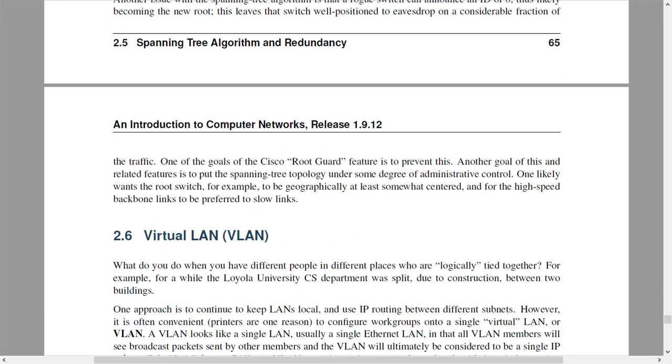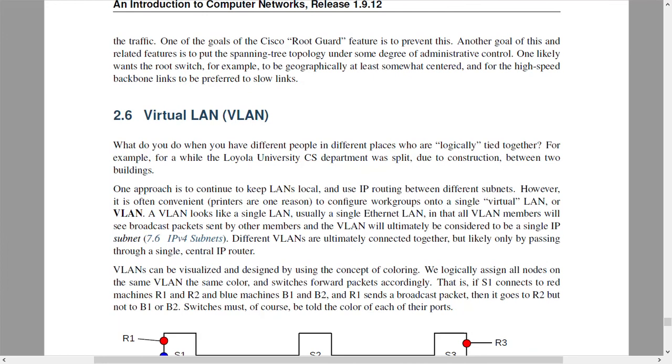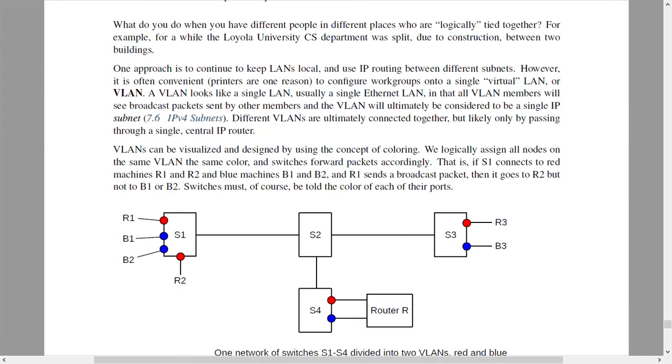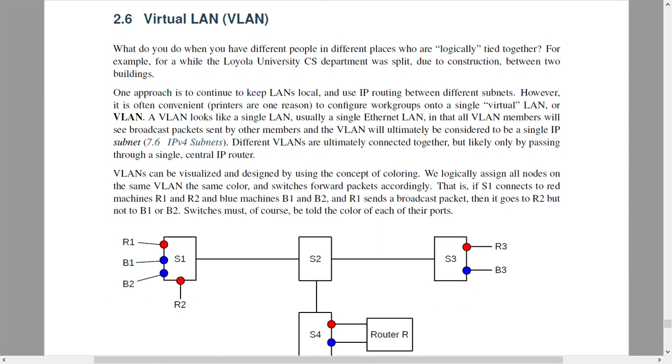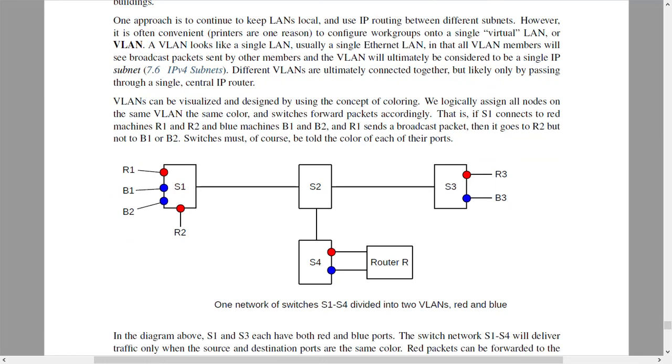Virtual LAN. VLAN, you guys are familiar with setting up a VLAN. All that is, is a LAN inside of a LAN, so that it looks like a logical LAN, even though there's equipment in between that really is not part of the LAN. So here you can use the colors. I kind of like this. It's a little non-standard, but he's trying to reach out to you guys.